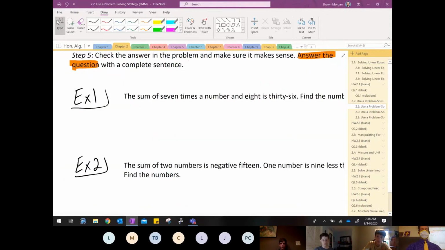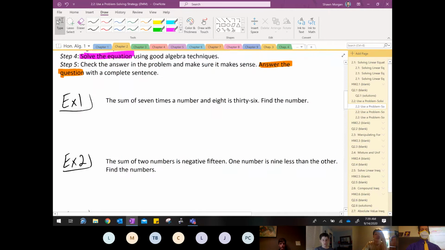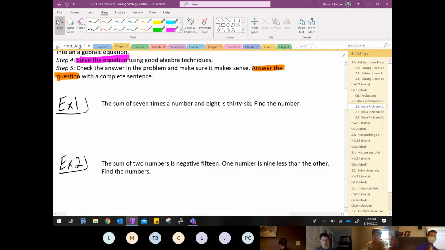All right, let's look at a couple of examples. We'll start with the easy ones. Now this example 1 is short enough, so you can write it down verbatim. The sum of 7 times a number and 8 is 36. Find the number. So first of all, the word sum. All right, Joe Edwards, what does sum mean? Addition. All right, very good. So I know I'm adding 2 things. There's going to be something over here on the left and something over here on the right. I'm adding the 2 things together. Let's see what they are.